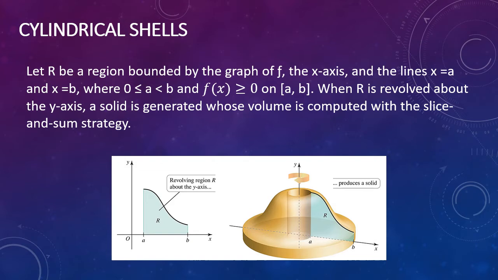So let R be the region bounded by the graph of f of x, you can see here on the graph on the left, and the lines x equals a and x equals b, where 0 is less than or equal to a and a is less than b, and f of x is greater than or equal to 0 on that interval [a, b]. When R is revolved around the y-axis, as you can see here in the diagram on the right, a solid is generated whose volume is computed with the slice and sum method like we've done before.